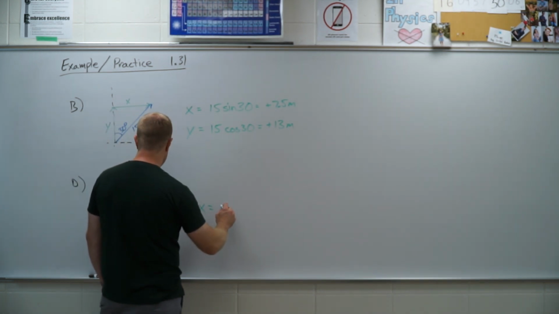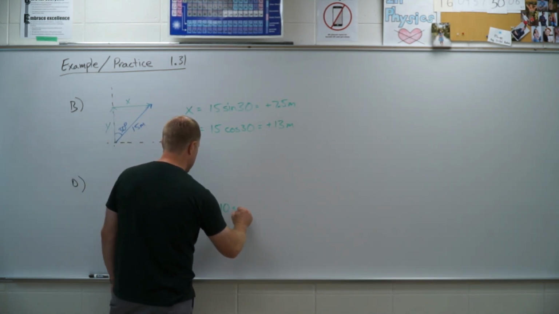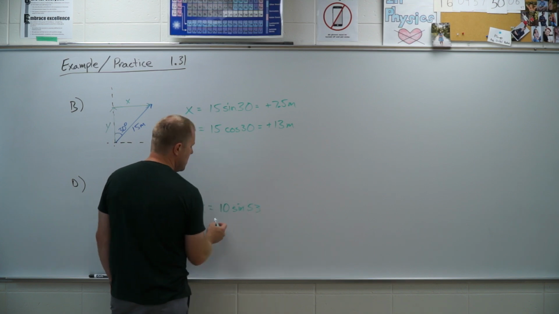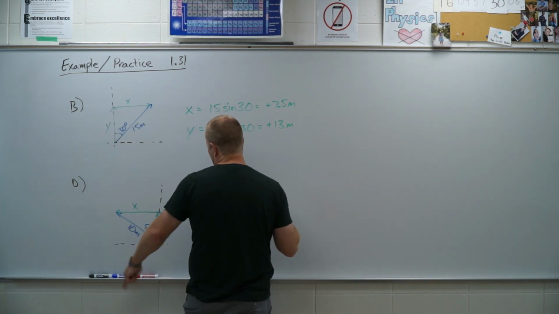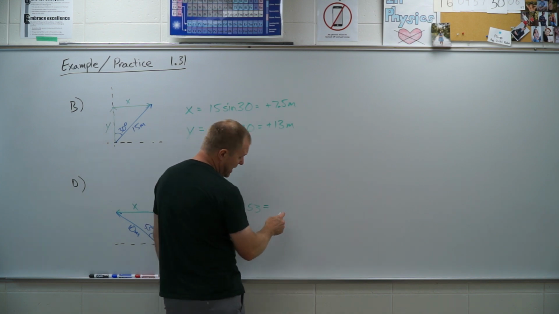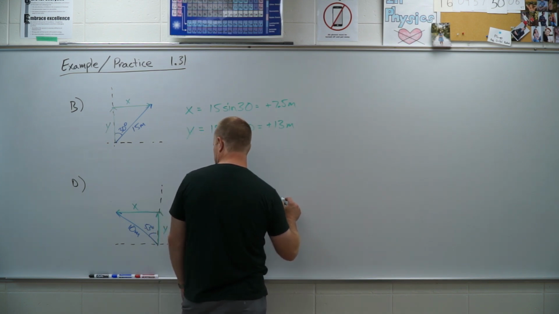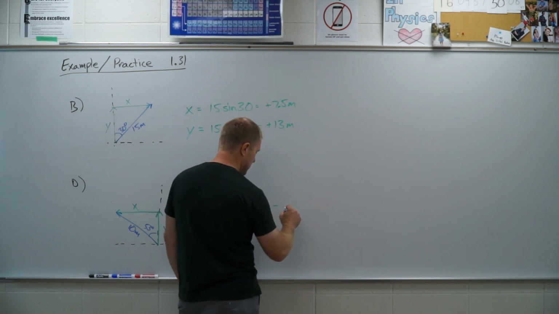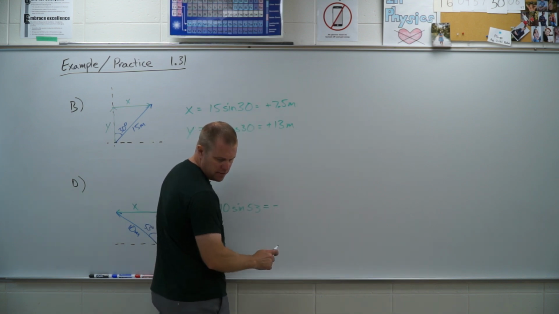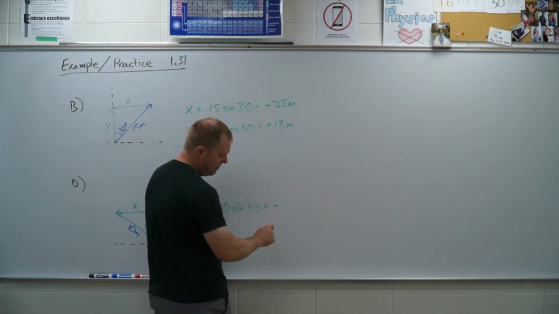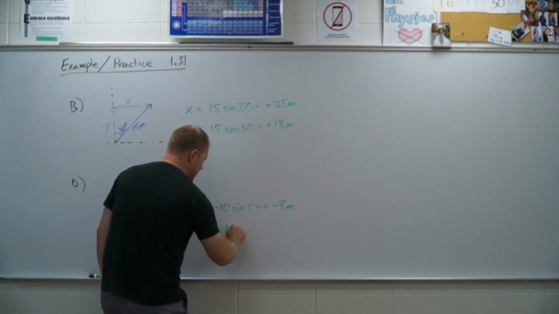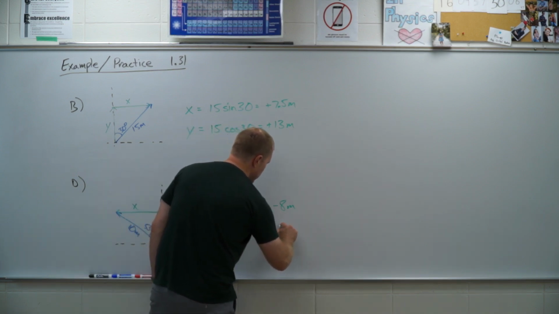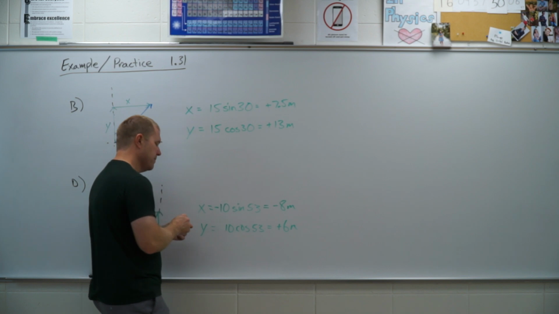Our x is opposite, so we're going to be using sine. So that is 10 sine of 53. But I do have to put that negative sign on there. Typing that in, this is a 3, 4, 5 triangle, so this is going to give us a negative 8. Let me check. It says negative 8. Yep, negative 8 meters. Our y is going to give us 10 cosine 53, which gives us a positive 6 meters. There we go.